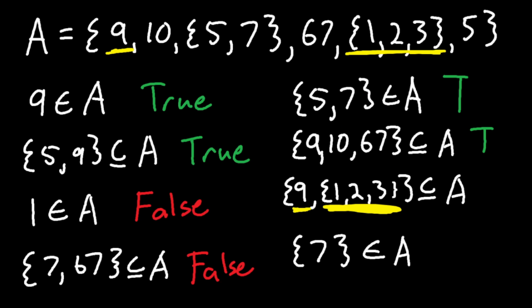Remember, when we figured out the cardinality, we treated all these nested sets as a singular element, right? So {1, 2, 3} is its own element, and {1, 2, 3} here is also its own element. Therefore, {1, 2, 3} does exist in set A. So this guy is a subset of A. We tested out each element in this set, and we tried to figure out if all these elements were an element of A.